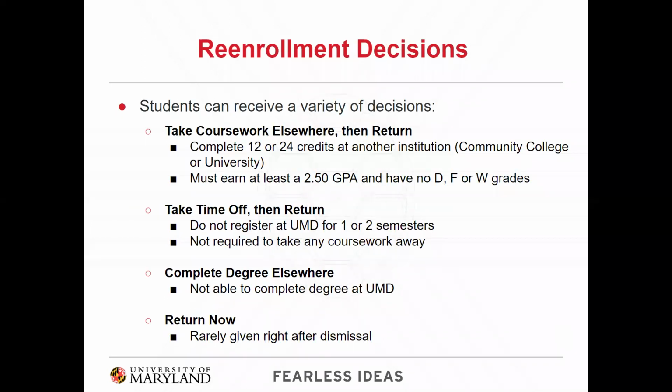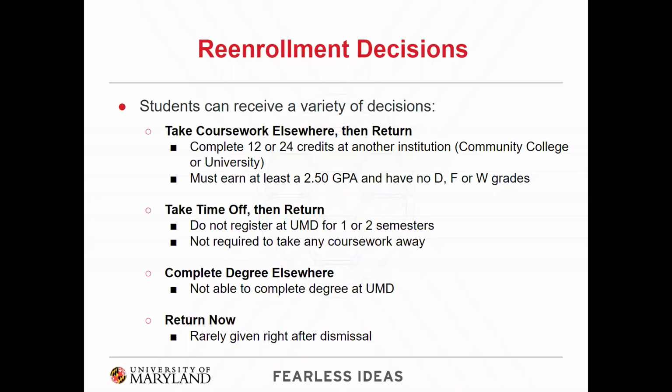The students can receive a variety of decisions. Some students are asked by the board to take coursework elsewhere and then return. So they must complete 12 or 24 credits at another institution, either community college or another 4-year university. They must earn at least a 2.5 GPA and have no D, F, or W grades.